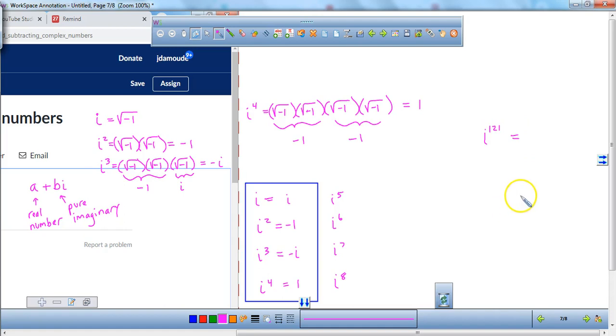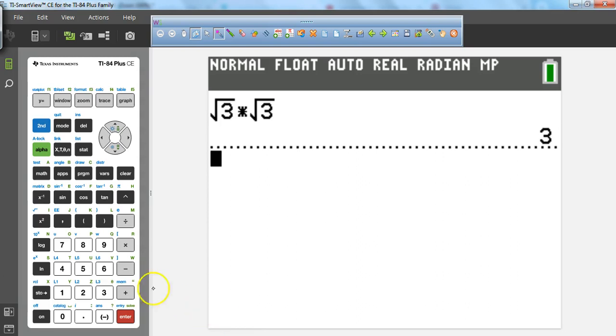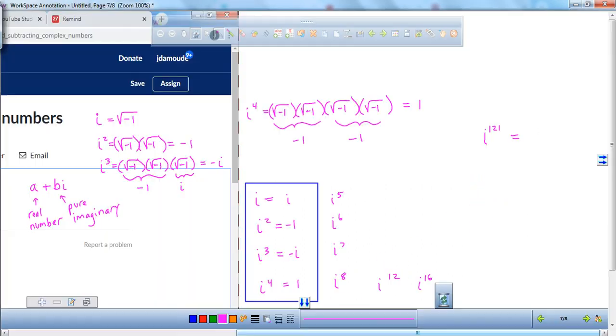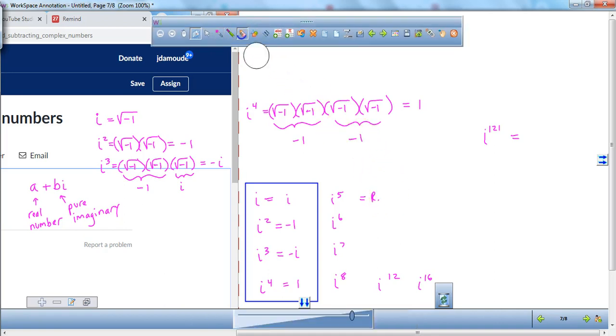We'll do a quick little review here just to start out. You'll notice these are all going to be multiples of 4. So i to the 16. Anything that's a multiple of 4 we know is going to equal the number 1. So what you could do is go to the calculator and take 121 divided by 4. We know it's not divisible by 4. It looks like it goes into it 30 times. We have a remainder of 0.25.